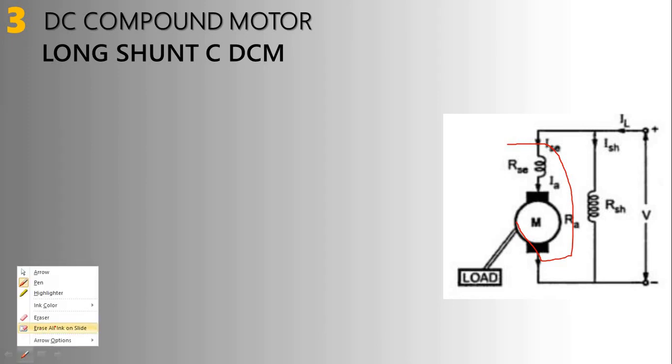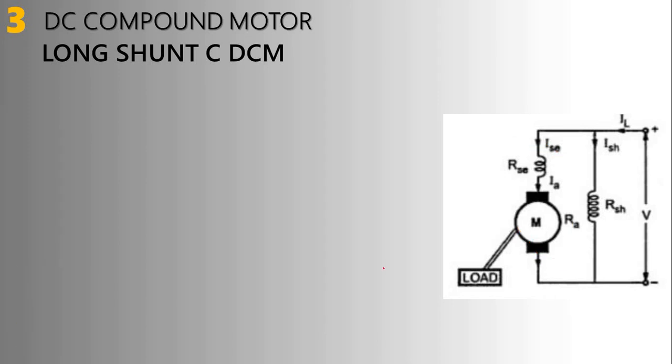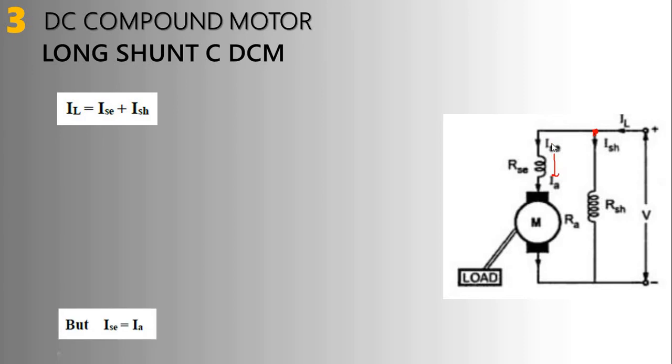So here, for the voltage and current relations, just apply KCL at this node, you can get IL equals IA plus ISH, whereas IA equals ISC. Here the current flowing through the series field winding is the same as the current flowing to the load. So IL equals ISH plus ISC, whereas ISC equals IA. So next is the voltage expression.